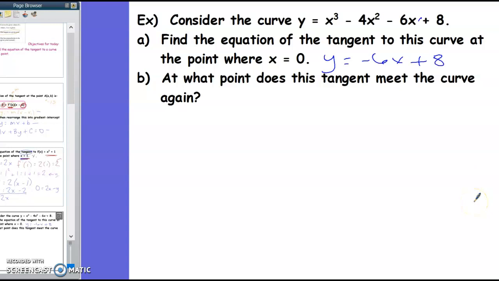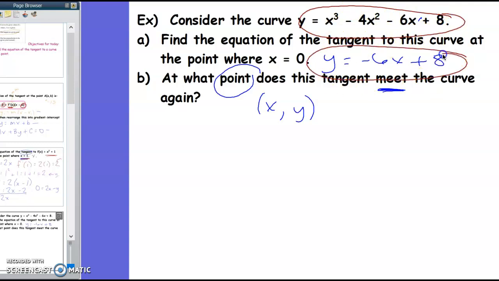Okay, now part B says, at what point, okay, so I know automatically my answer is going to be a point, does this tangent meet the curve again? All right, notice the vocabulary here. It has the word meet. It doesn't say it's going to be tangent again. It just says it's going to meet again. So if you look at what we have here, I have two different equations, and I want to know their point of intersection.